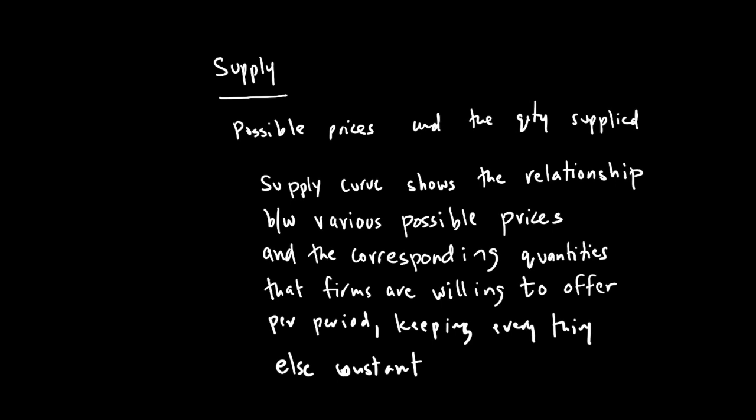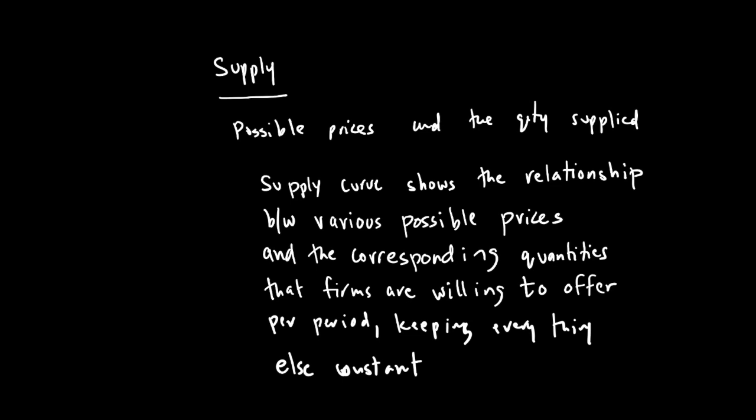Well, it shows you the relationship between various possible prices. So we will change prices and see what firms are willing to produce at those possible prices, and we'll see a relationship in a little while. But keeping everything else constant means that when we are drawing a particular supply curve, we keep the other non-price factors constant. So we'll soon see that there are non-price factors that can affect supply as well.